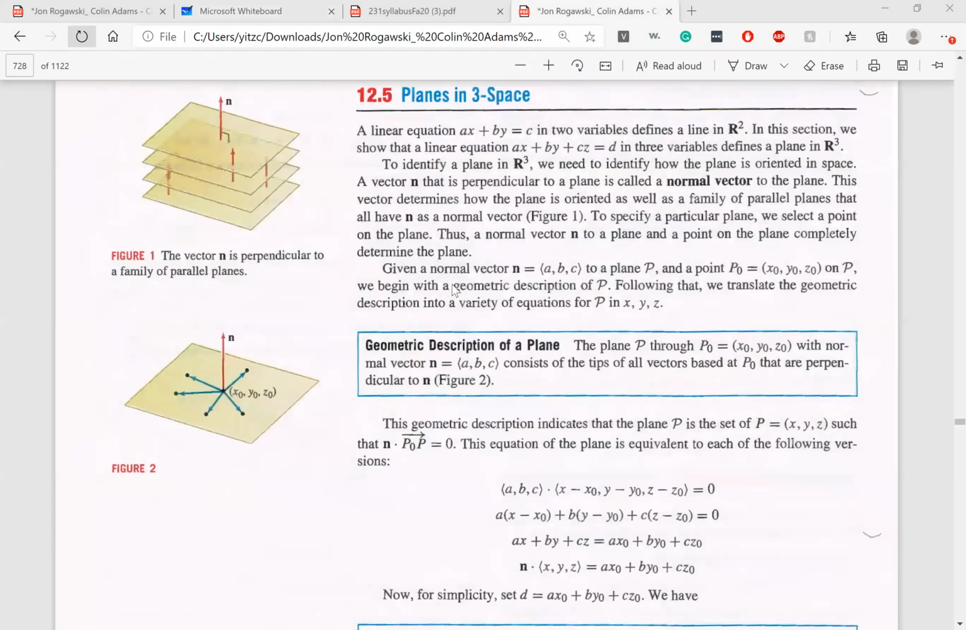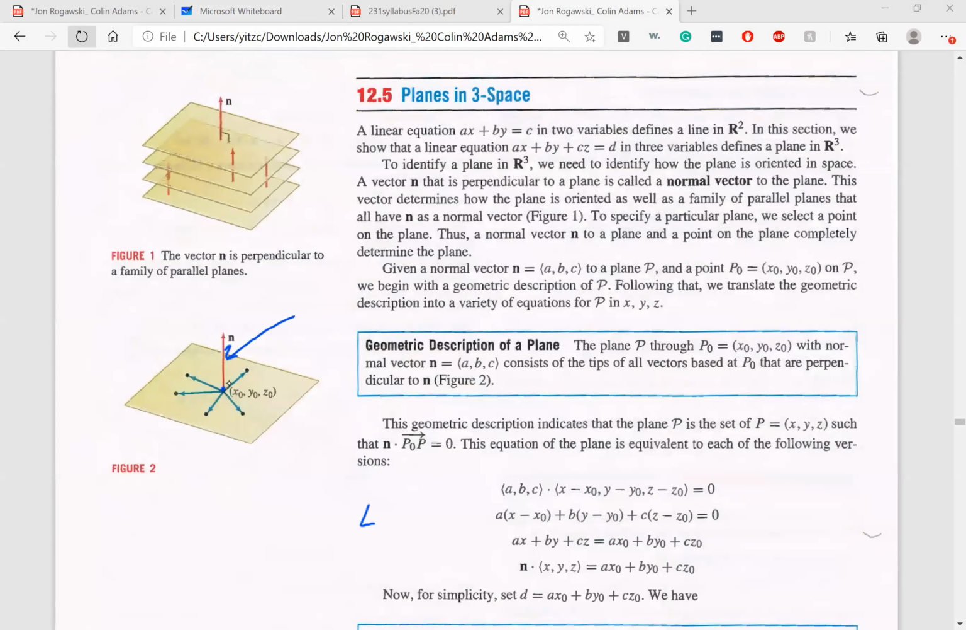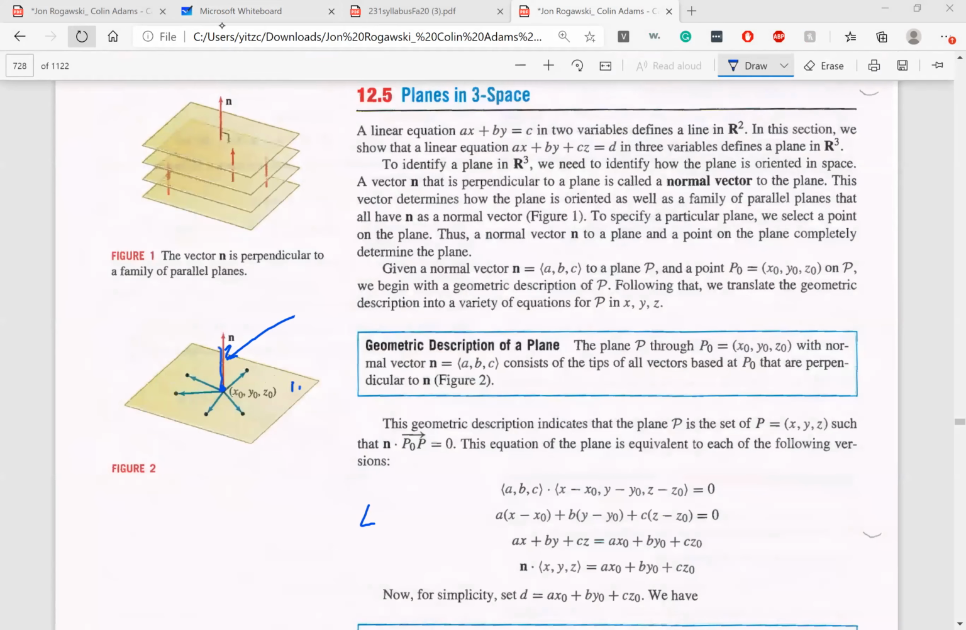So while this loads, like we said, every plane has two different parts to it: a normal vector and a point on the plane, a point that the plane contains. And then if you want to talk about that plane, you can talk about the plane with that normal vector at that point.